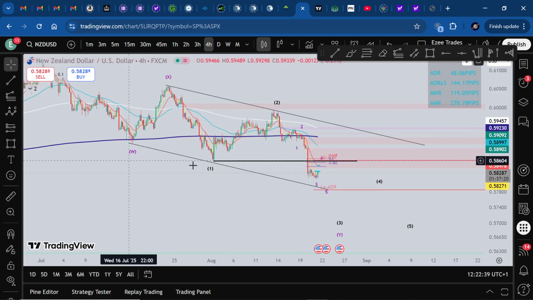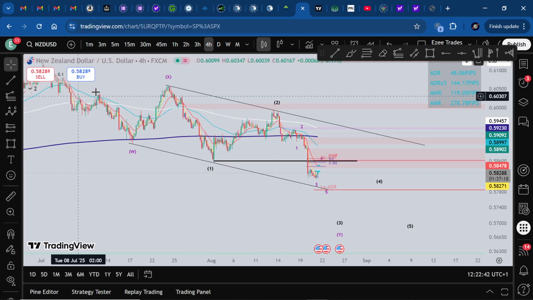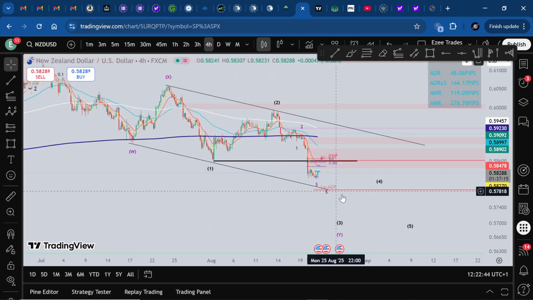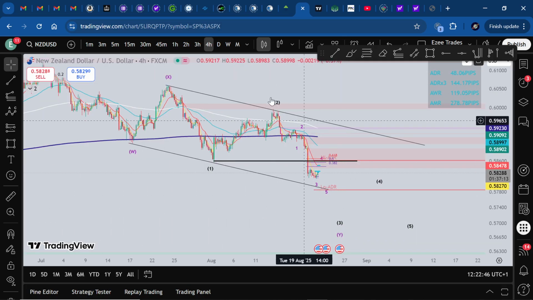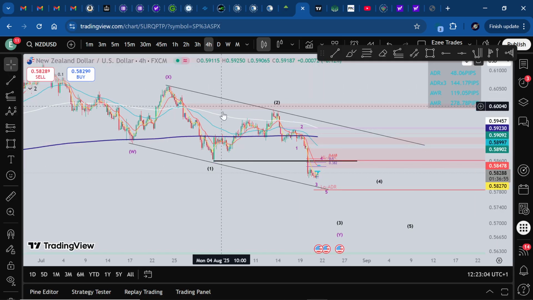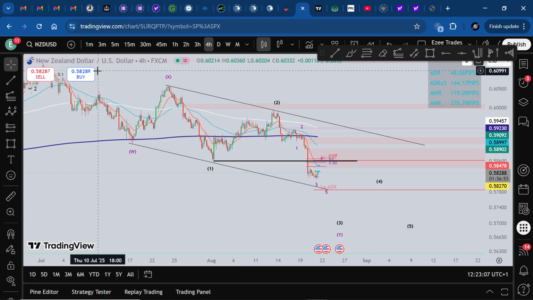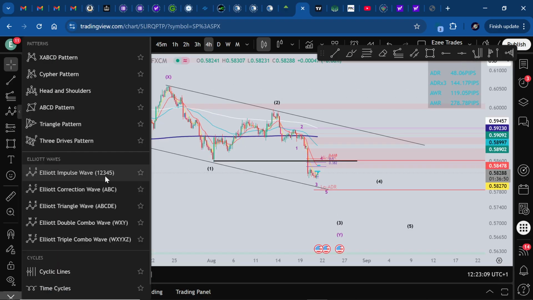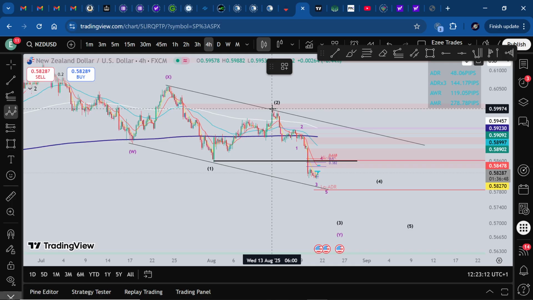This is uncertain, so I can see which ones get validated and which ones get invalidated as price moves on. But currently, this is what I'm betting on: that this is a 1, this is a 2. And then inside there, we've got 1, 2, 3, 4, 5 to give us a 3. So there's a whole big account going on here, just to make it clear. There's another degree of structure in here.